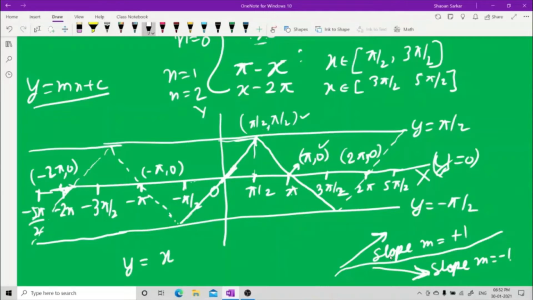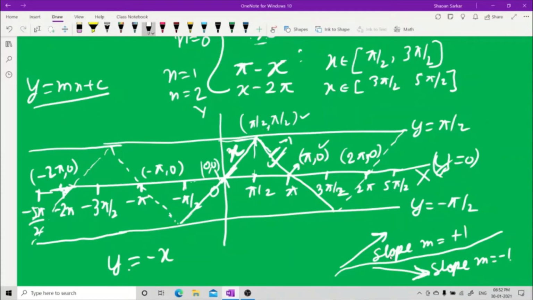M is 1 here. Achha, this is the point 0, 0. So if I put 0, I'll get 0. So this will be the line y equal to x. This is the line y equal to x. Now this is the point. What is the slope of this line? Oh, sorry. What is the slope of this line? The slope of this line is -1. So y equal to -x.